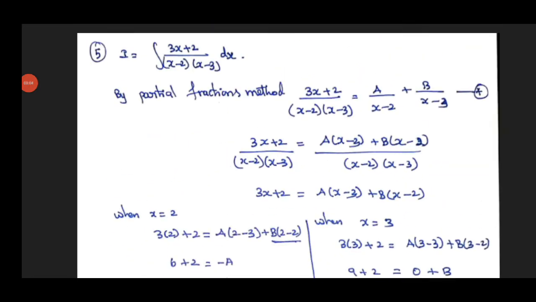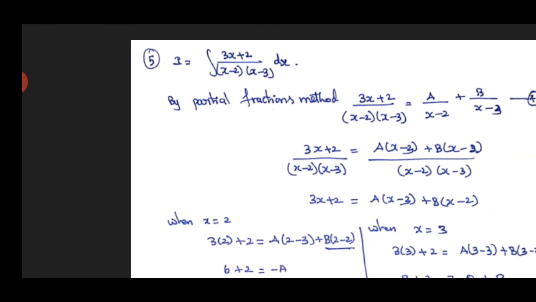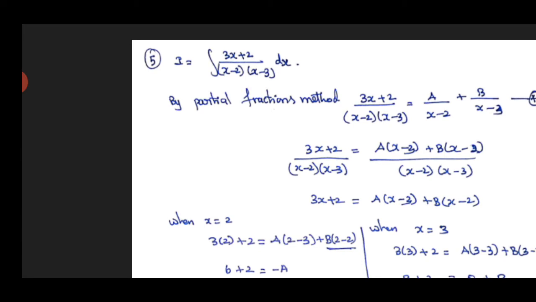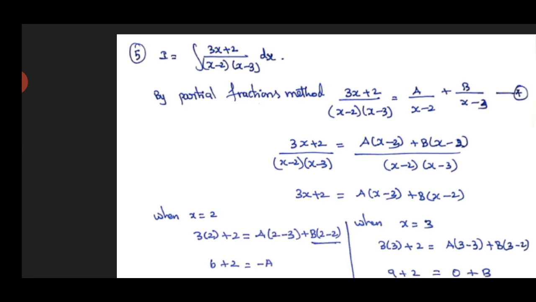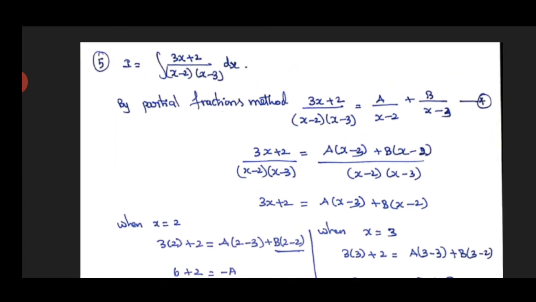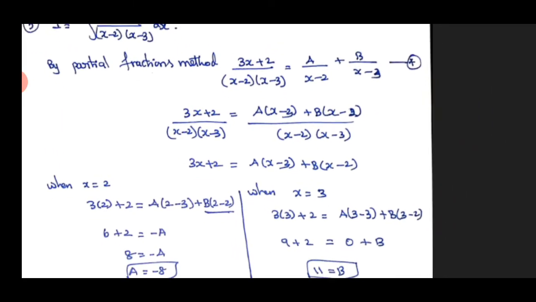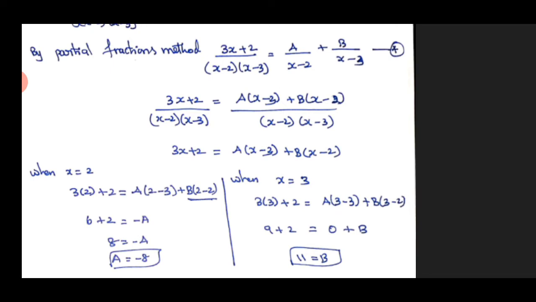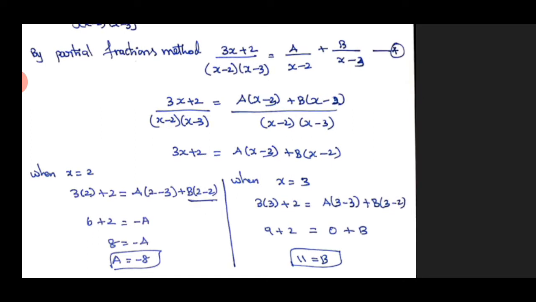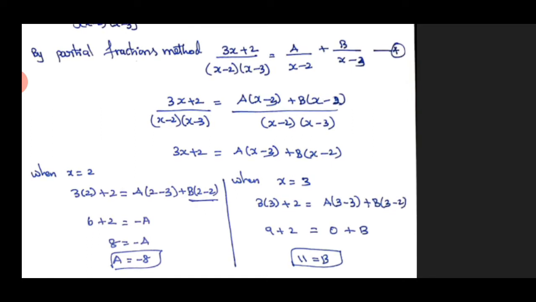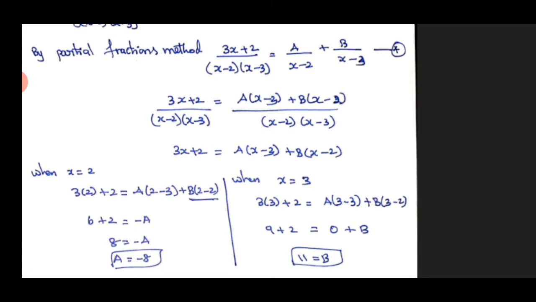Exercise number 2.2, sum number 5. I equal to integral (3x plus 2) by (x minus 2) into (x minus 3). In this sum, in the denominator you can see in the integrand part, they have factorized the denominator, that is (x minus 2) into (x minus 3). So directly you can apply the partial fractions. So take (3x plus 2) by (x minus 2) into (x minus 3) and write it in partial fractions, a by (x minus 2) plus b by (x minus 3). Now take LCM. So a into (x minus 3) plus b into (x minus 2) by (x minus 2) into (x minus 3).